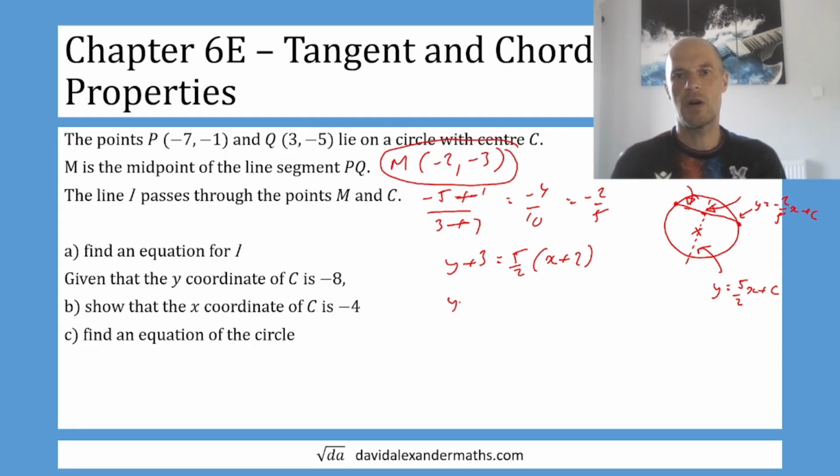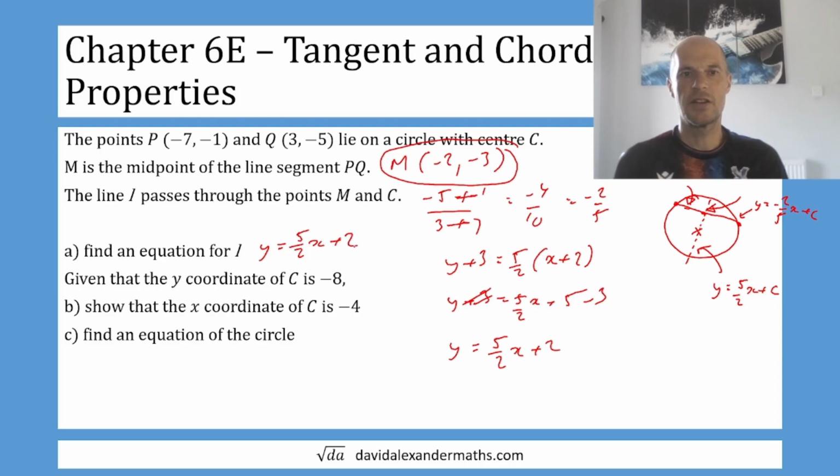So y plus 3 is 5 over 2 x plus 5 over 2 times 2, which is 5. Take away 3 from both sides. So y is 5 over 2 x plus 2. So that is the equation for L. y equals 2.5x, or 5 over 2 x plus 2.